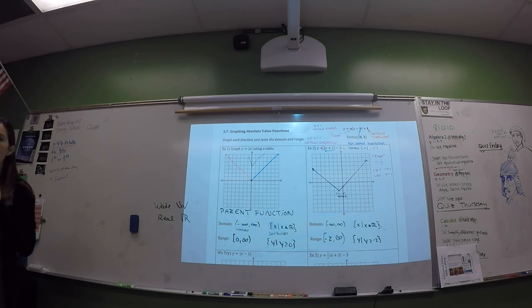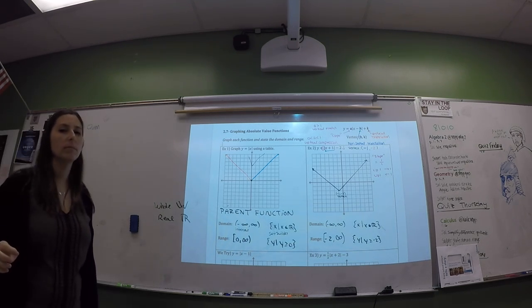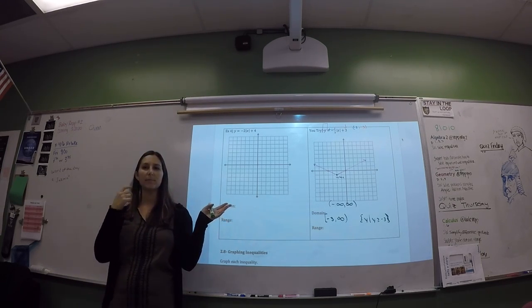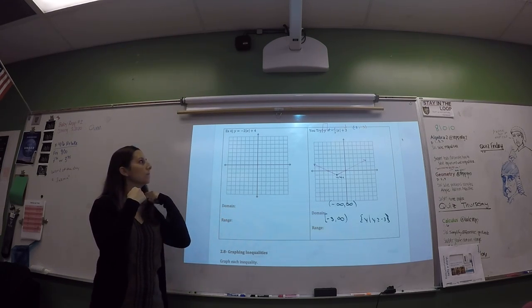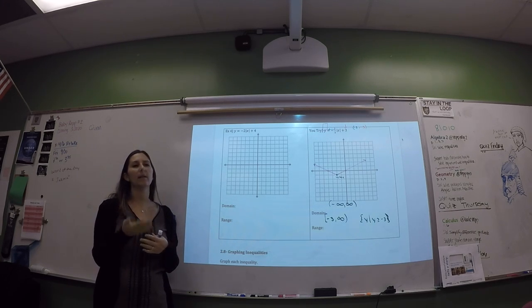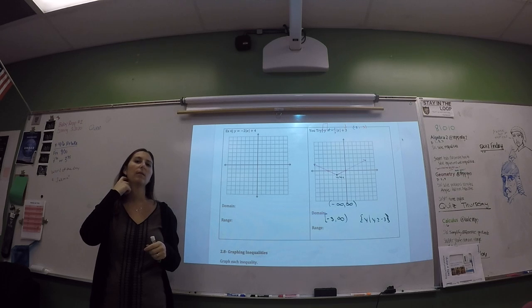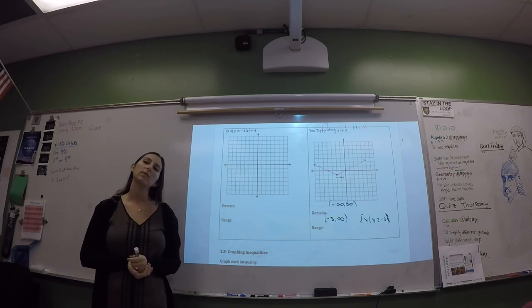Wait, how do you draw that? Like bracket? It goes up. Yeah, it has a negative slope. The x is in the absolute value. There's a negative slope.